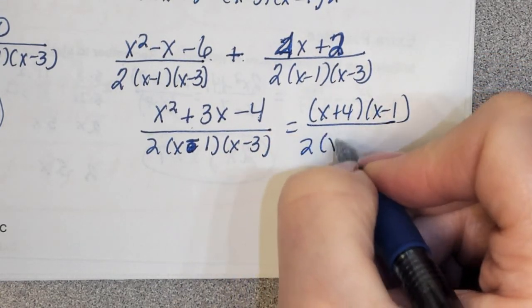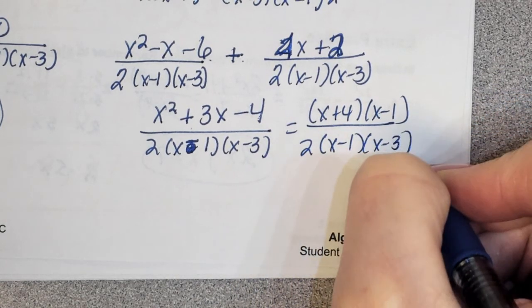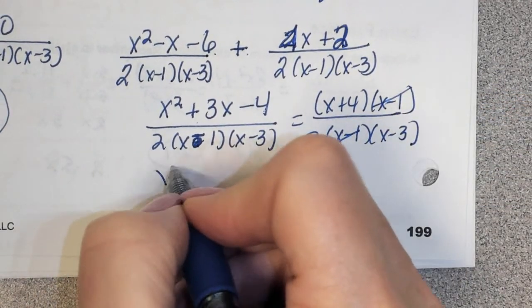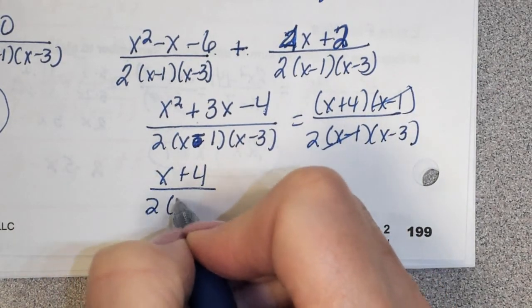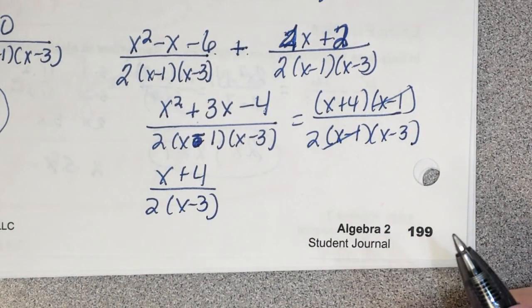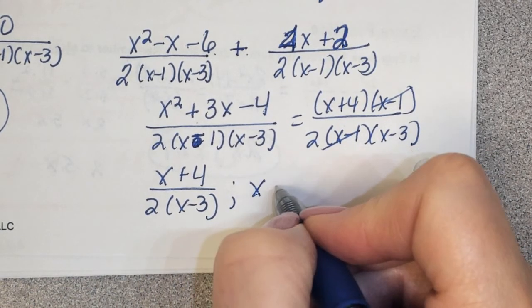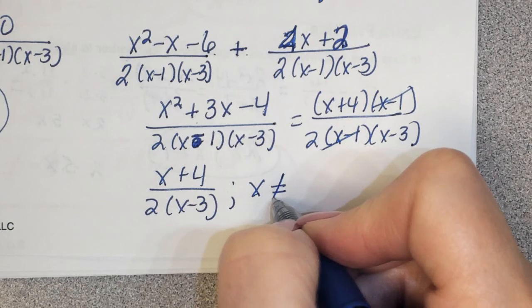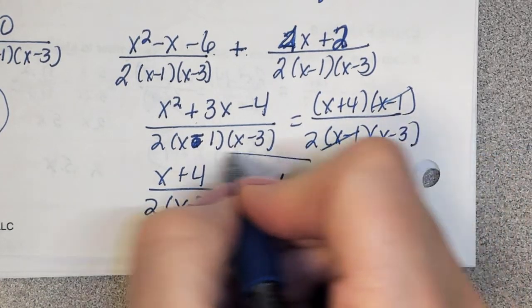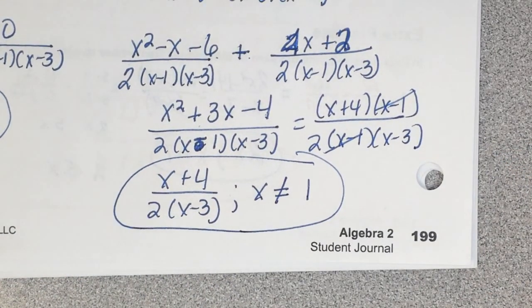And then I have 2 times x minus 1, x minus 3. These cancel. So is my answer just x plus 4 over 2 times x minus 3? What do I have to put, Allison? And what is it? Just 1, right? Yes. That's our answer. Okay? Pretty easy, right? Just adding fractions, the same way you've always added fractions, but now you've got variables in there. All right, that's it for 741.